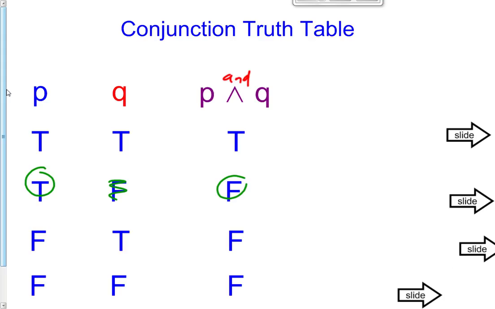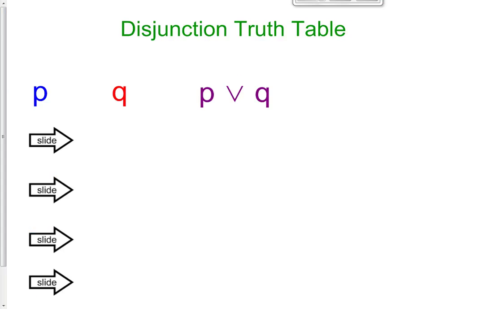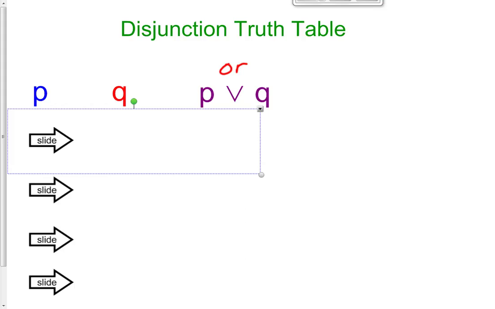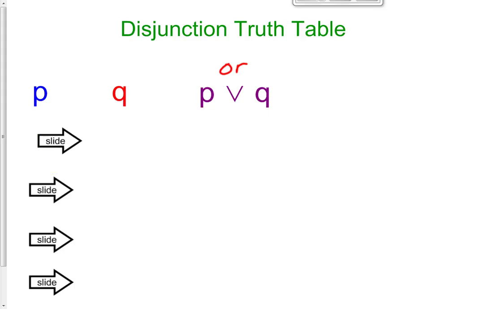Now we're at our disjunction table. They're all part of compound sentences. A conjunction uses the word and. A disjunction uses the word or. So in an or statement, only one part of the statement has to be true. Either P or Q can be true for the whole statement to be true. So if they're both true, if P is true and Q is true, then P or Q is true.